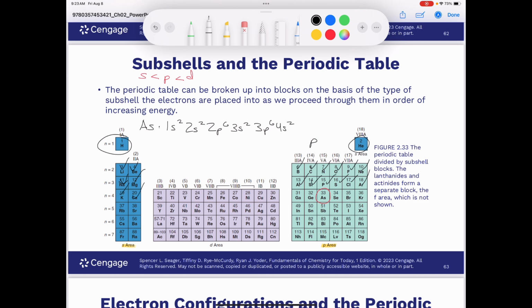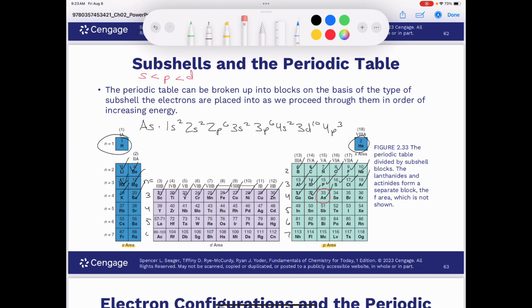So 4s2. Then after that, remember, I said that the n drops by 1. So we have n is equal to 3. We have 3d. 1, 2, 3, 4, 5, 6, 7, 8, 9, 10. So 3d10. Then we come back up to n is equal to 4. So 4p 1, 2, 3. 4p3, like that. So that's our full electron configuration.